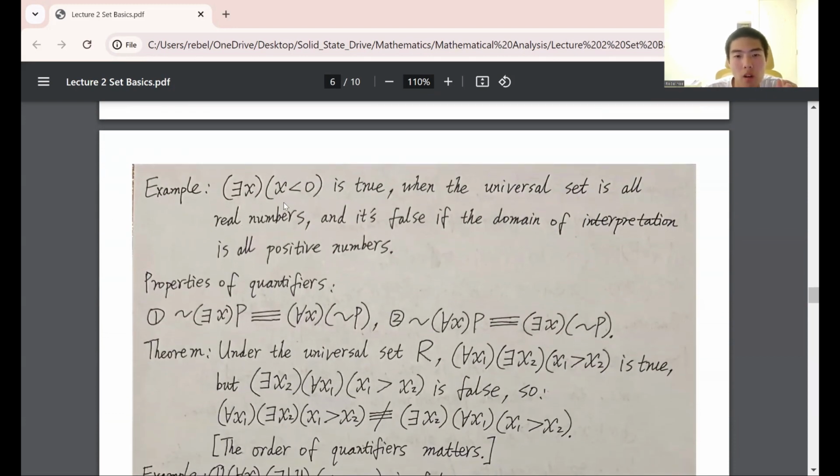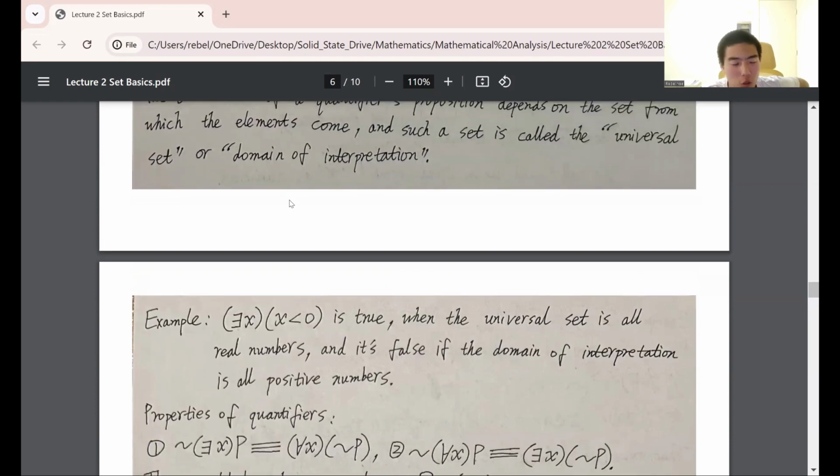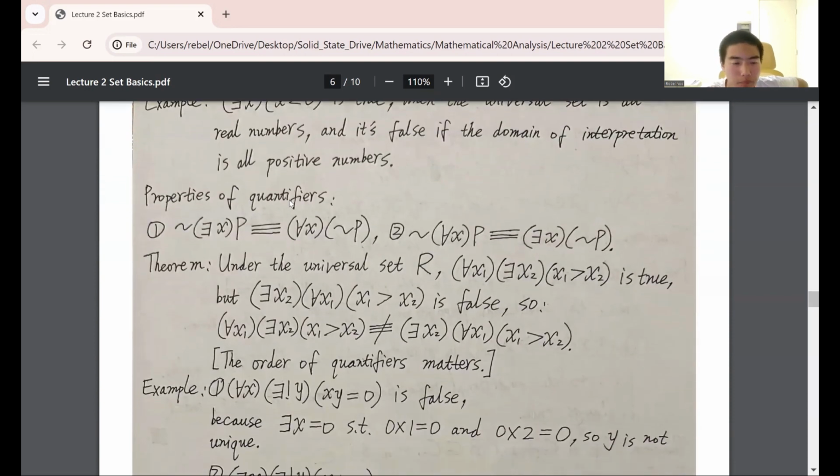There exists x smaller than 0 is true when the universal set is all real numbers because you can find -1. So -1 satisfies it. But it's false if the domain of interpretation is all positive numbers. It's impossible to find because -1 now is not in the domain of interpretation, because -1 is not positive. In the set of all positive numbers, there's no x which is smaller than 0. So this is the importance of choosing a descriptive universal set for quantifiers.